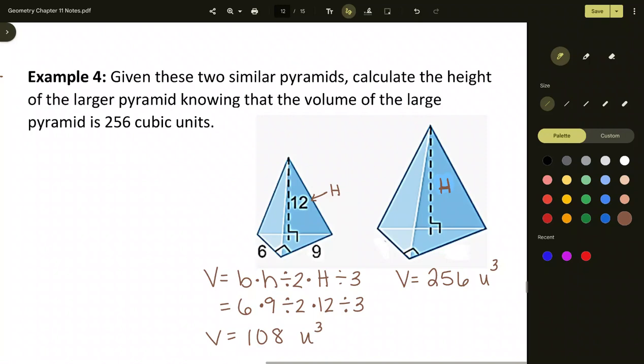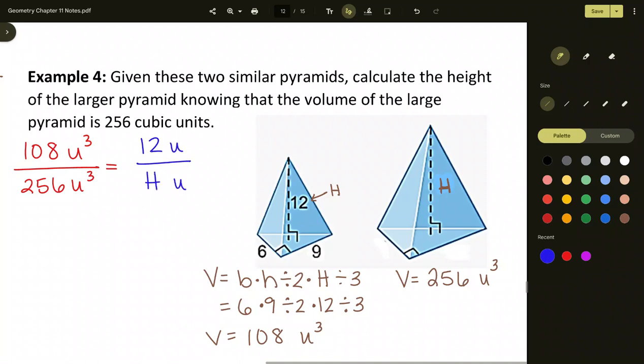So now I've got both volumes. I can compare those in a ratio, and then I can compare the heights in a ratio and make a proportion. All right, so I'm going to start with the one on the left, the smaller one, 108 units cubed compared to 256 units cubed. That's going to be equal to, now I got to use the heights. So this is 12 units compared to unknown units.